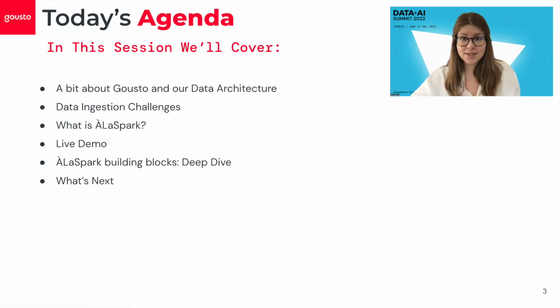Today Dan and I are going to share with you our secret recipe for building robust and scalable data pipelines with ALaSpark. In today's session, I'm going to firstly introduce you to what we do at Gousto and the data lake architecture we built in the past year and a half to give you some context of our scale and complexity. I'm then going to walk you through some of the difficulties of building data pipelines at scale and explain what ALaSpark is and what problems it solves.